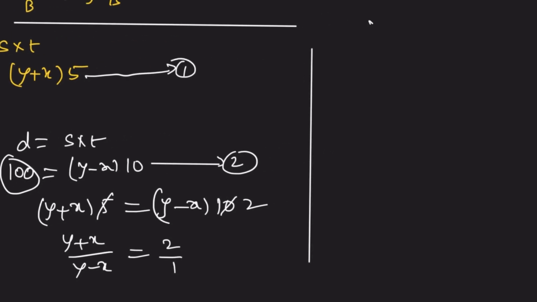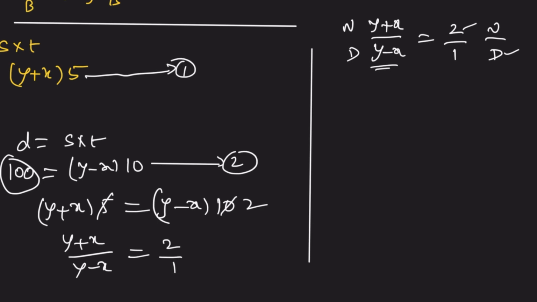Look here, (y + x)/(y - x) is equal to 2/1. How to calculate this one? There is one rule. This is the numerator and this is the denominator. The numerator is y + x, the denominator is y - x. On the other side, the numerator is 2, the denominator is 1.